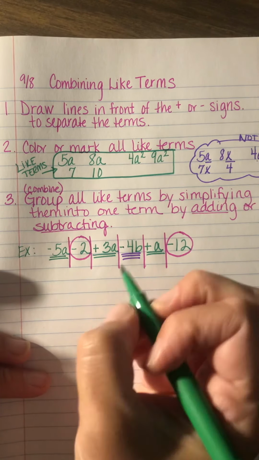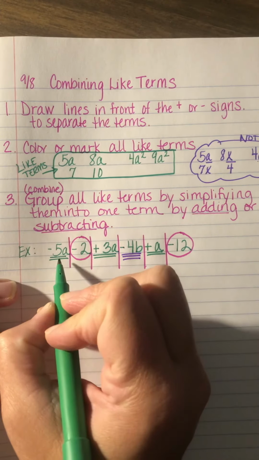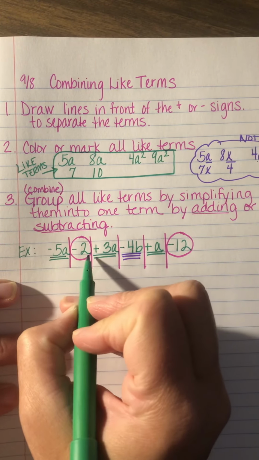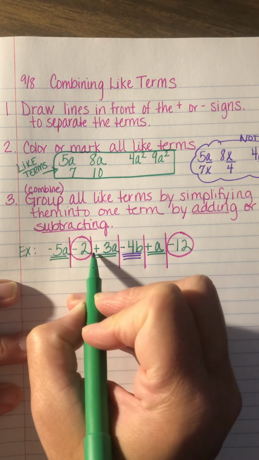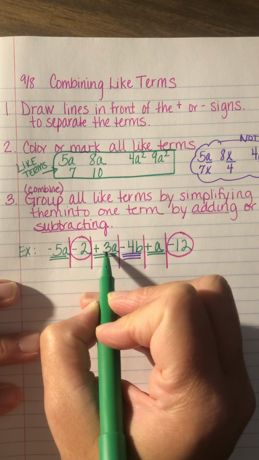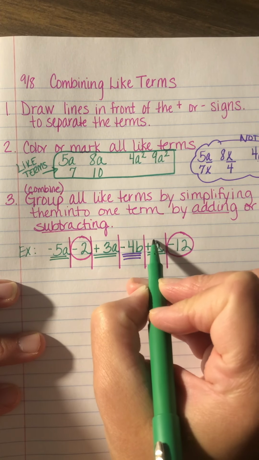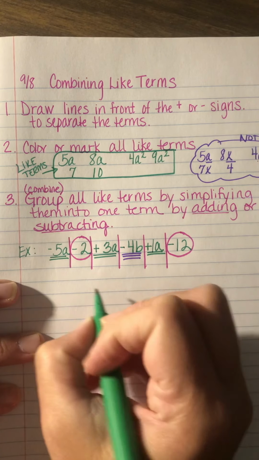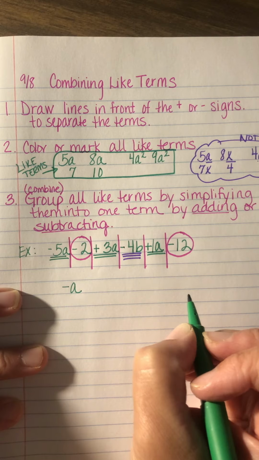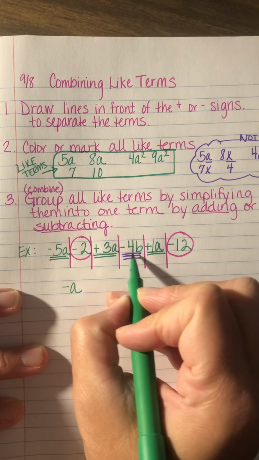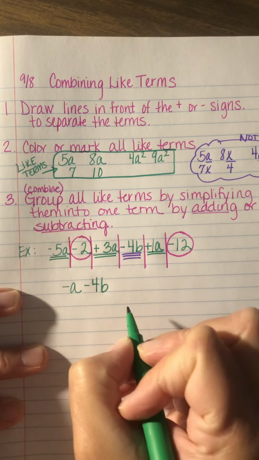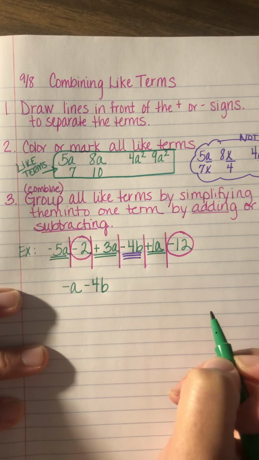Okay, we're going to combine our like terms now by adding and subtracting. So the sign in front goes with it. So we have negative 5a plus 3a. Negative 5 plus 3 would give us negative 2. And negative 2 plus a 1a would be negative 1a, which you can just write negative a. Our b's, we just have the 1, so it's minus 4b. The sign in front of it goes with it.